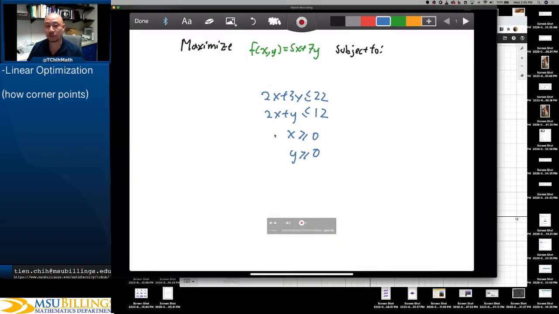Alright, so in the last video we talked about why it's sufficient just to look at corner points. And in this video what we're going to do is talk about the best way to go about doing that. So let's have a different problem now and let's try to maximize 5x plus 7y subject to the constraints 2x plus 3y is less than or equal to 22, 2x plus y is less than or equal to 12, x and y both non-negative.